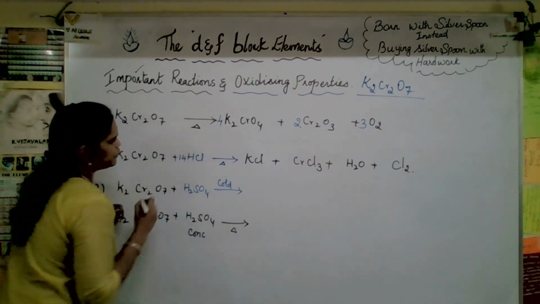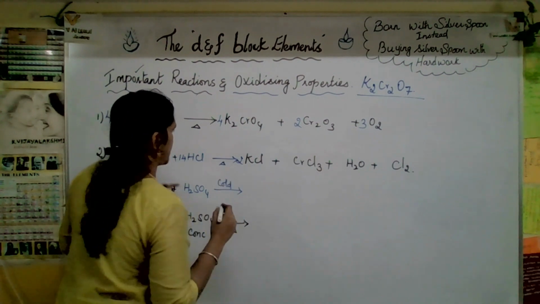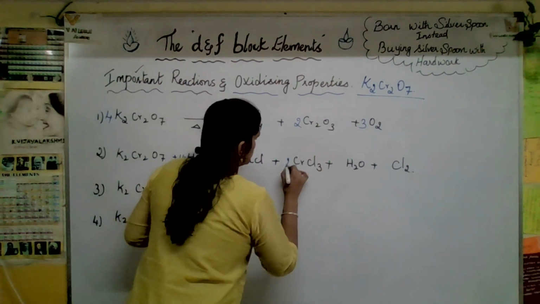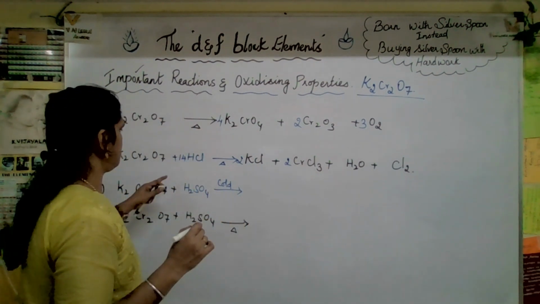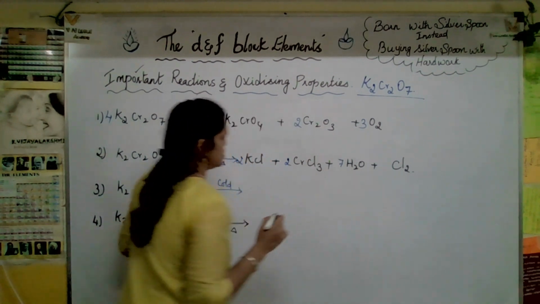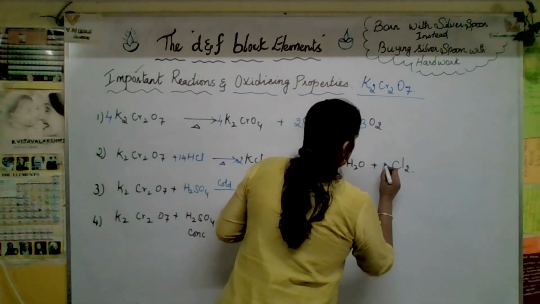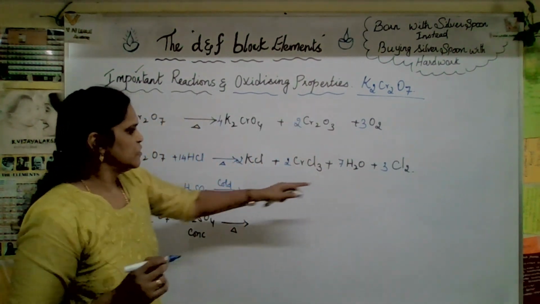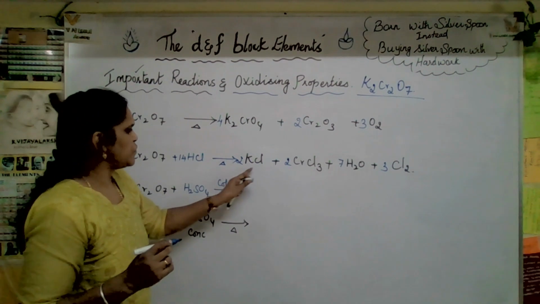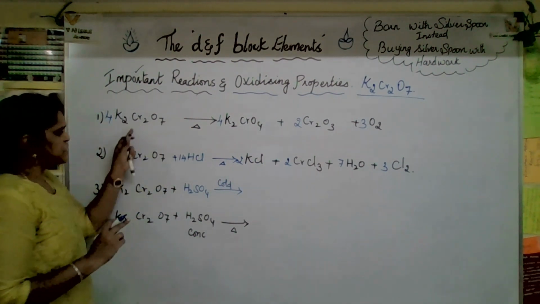Here if you put 14, you will get K2, so 2 KCl. Then next one Cr2, so 2 CrCl3. Then next one 14 HCl, so 7 H2O, 7 2s are 14, right? Now here 3 Cl, 3 2s are 6. Here 1 6, 6 plus 6 12, 12 plus 2 14. Yes, Cl14. Hope you're clear with these two equations.